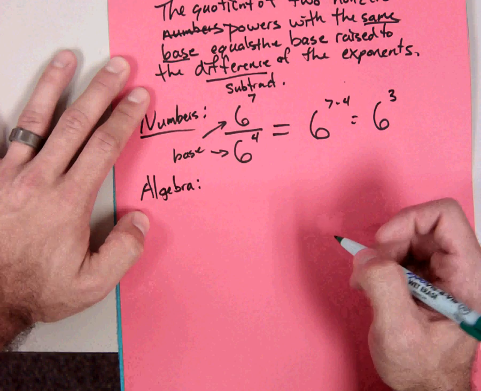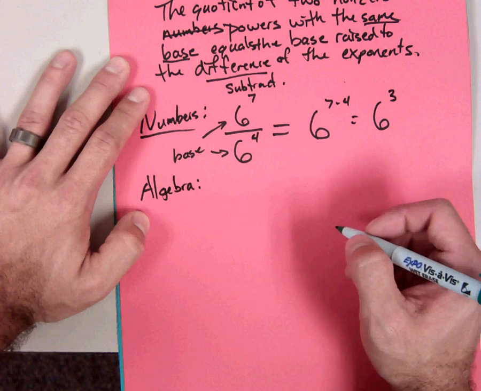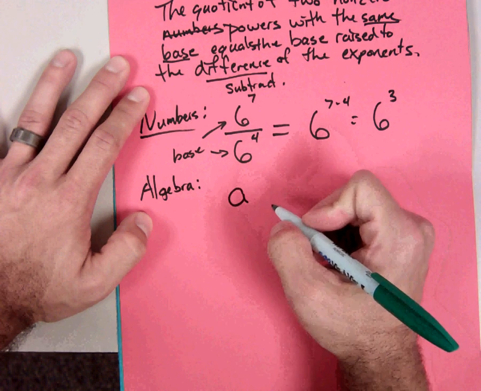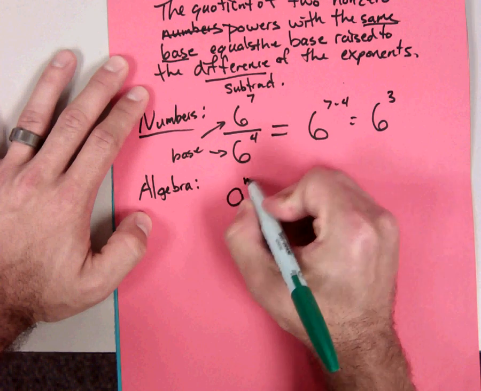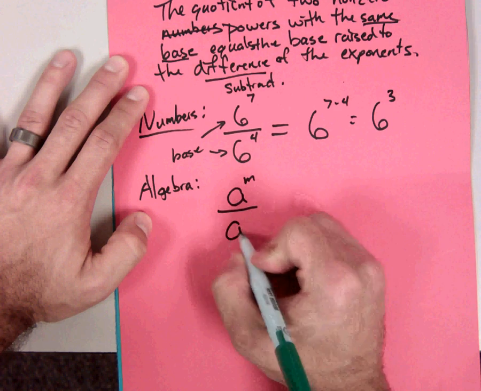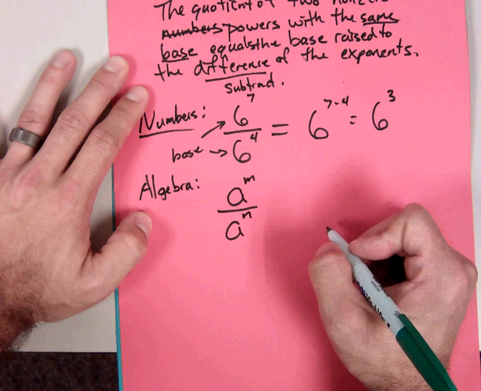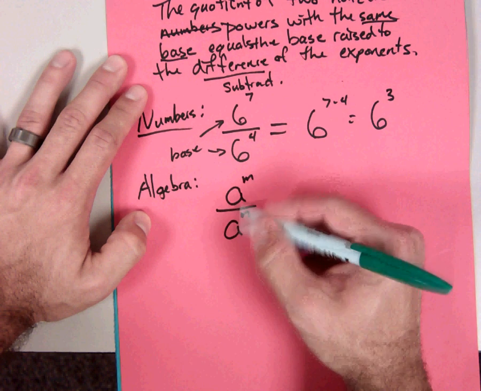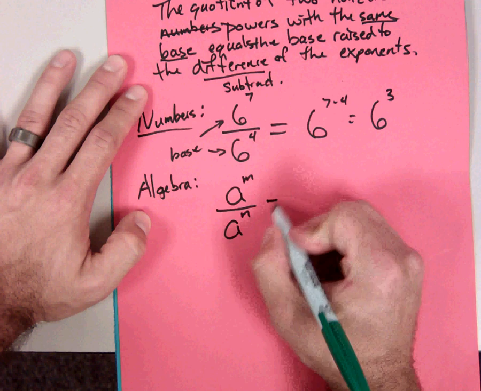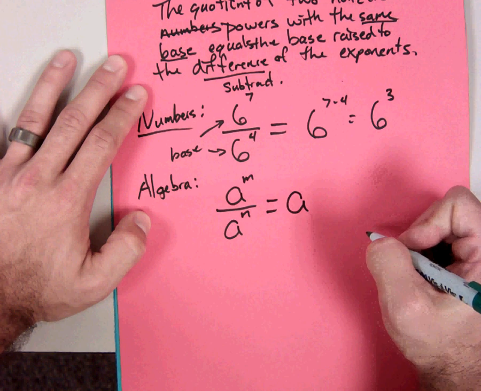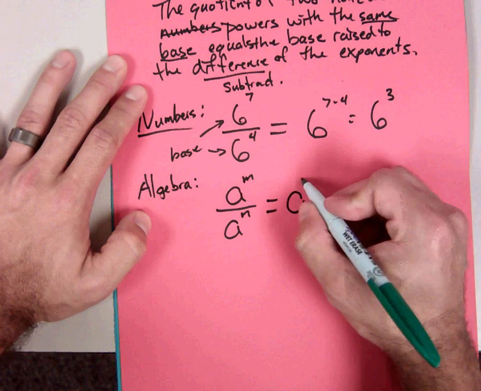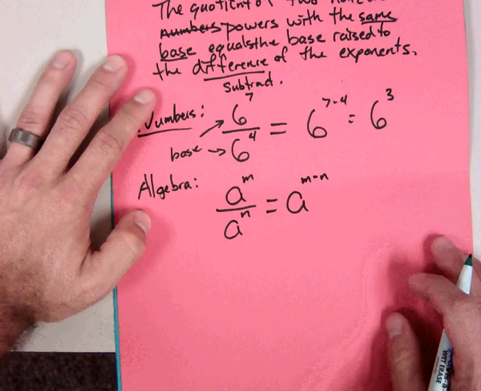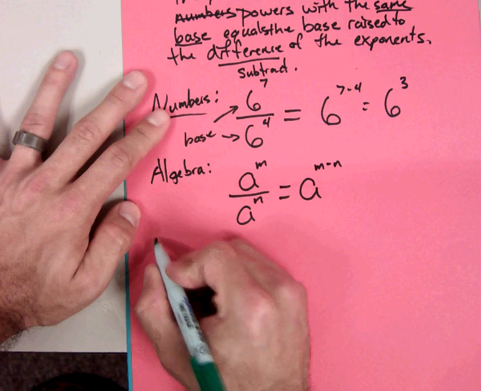Now let's see what it would look like with some variables. All right, so if we have some non-zero powers with bases that are the same, let's say we had a to the m divided by a to the n. So we have two non-zero powers with bases that are the same. Remember, our bases are both a. They're going to be equal to that base, a, raised to the difference, m minus n, the difference of the exponents.